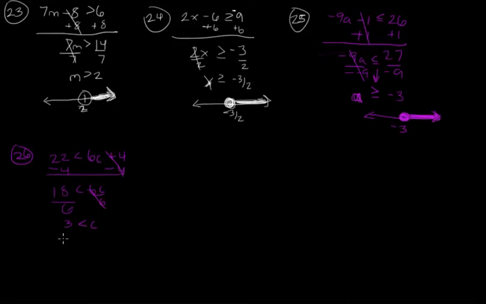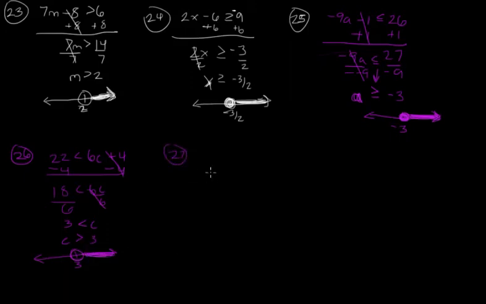You like how I wrote that? If I reverse it, it's c is greater than 3, just like that. The alligator's got to eat the same thing. All right, so here's my 3. It's an open circle, and c is shaded to the right because it's greater than. Open circle because it doesn't have the or equal to.